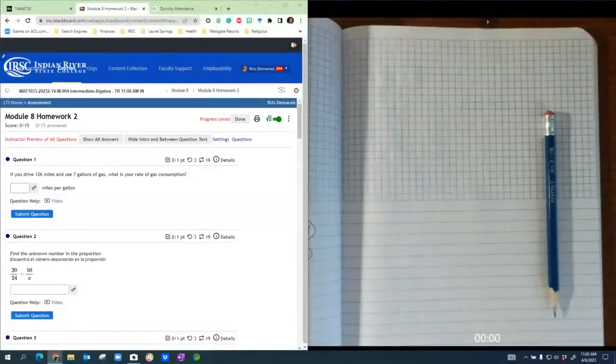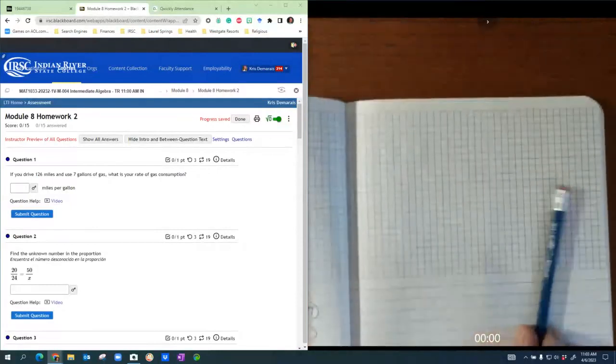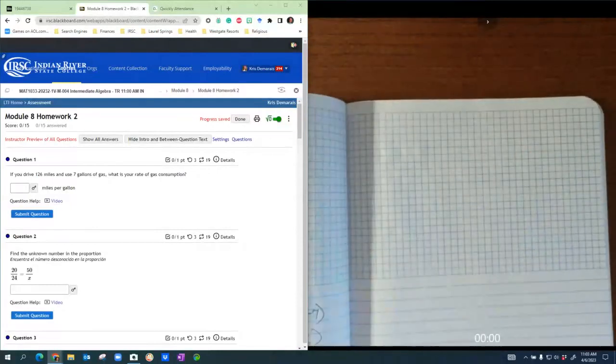All right, students, we're going to be covering Module 8, Homework 2 now. So this introduces the equation involving rate of change. Rate of change is where you have like a price for a bag of five pounds of potatoes, right? So if I said I had $4 for a 5-pound bag of potatoes, I would ask how much it would cost per pound, right?